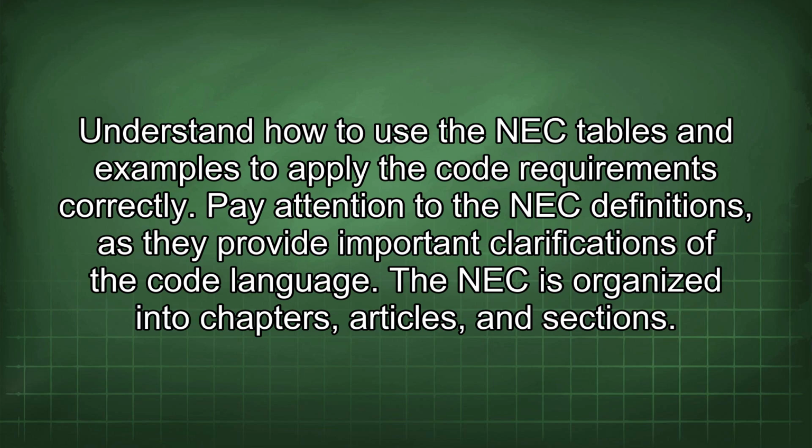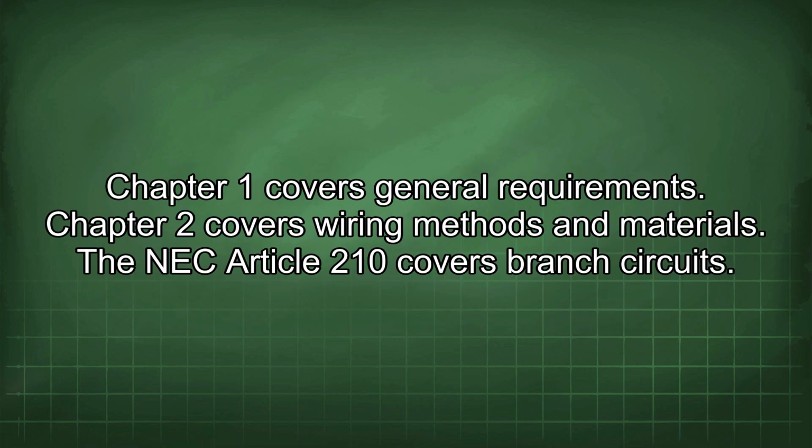The NEC is organized into chapters, articles, and sections. Chapter 1 covers general requirements. Chapter 2 covers wiring methods and materials. The NEC Article 210 covers branch circuits.